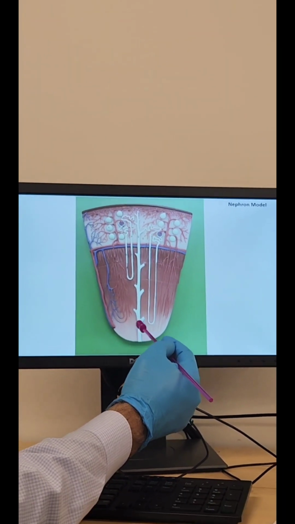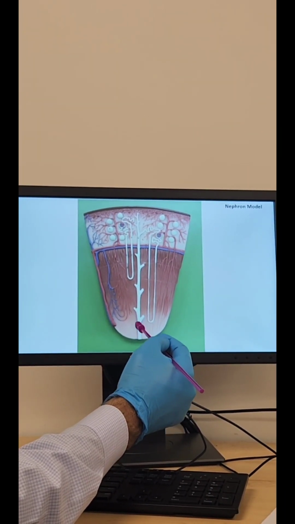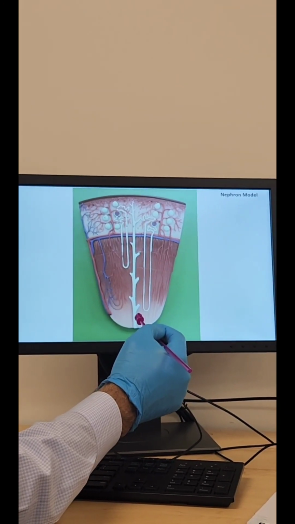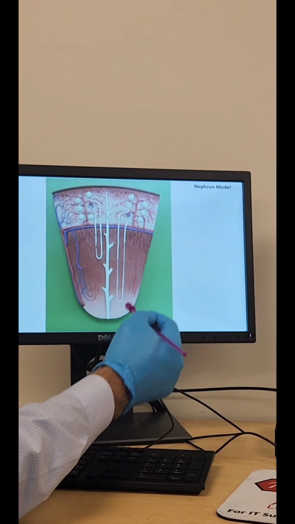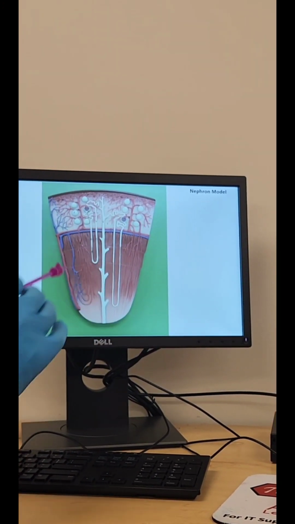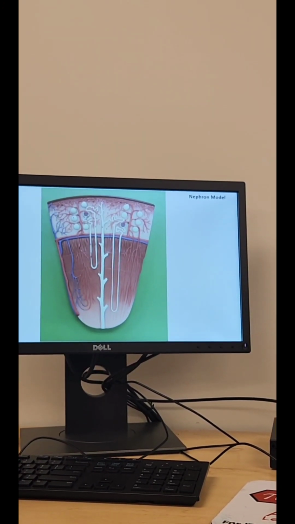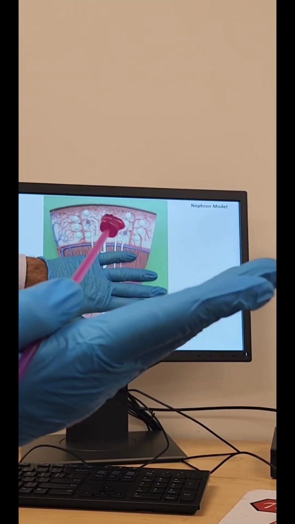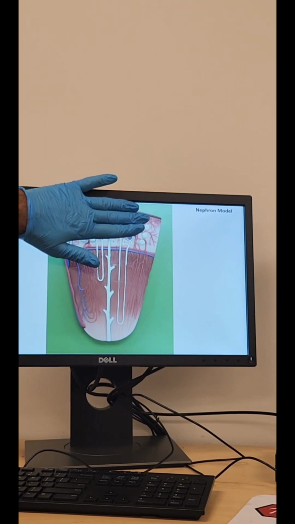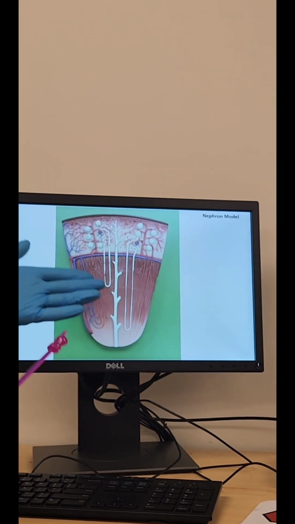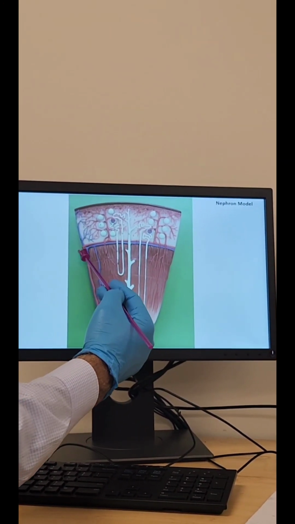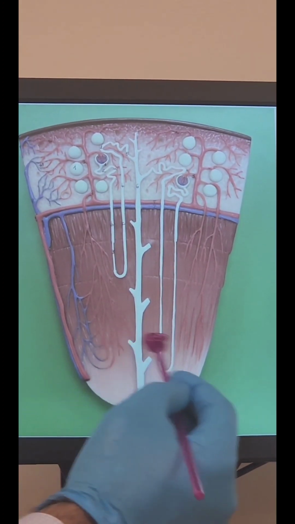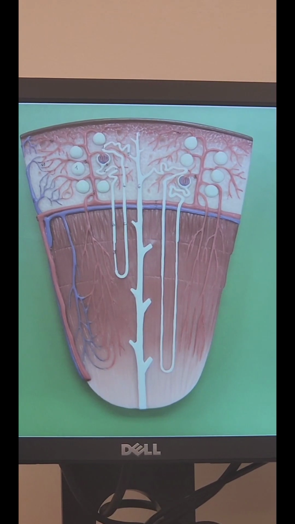On the exam, if you see this part pointing to the last portion of the collecting duct, what would you call this one? Papillary duct. What's this whole structure called, guys? Pyramid. If it says, what is this region? Medulla. What is this region? Cortex. And what's this last portion here? Papilla. Everyone understands the papilla, guys?